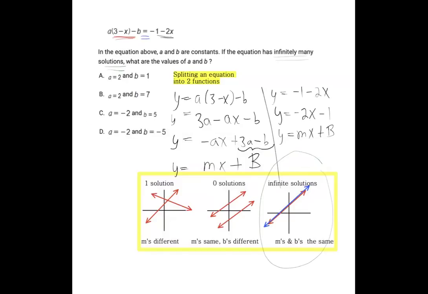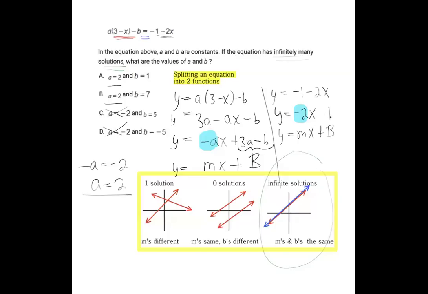The two slopes are -a, because that's the m position, and -2 right there. So -a equals -2, and let's just write that out. -a = -2. Multiply both sides by -1, and a = 2. So right now we know that either of these has to be the answer and that these both have to be wrong. And let's deal with the y-intercepts now.